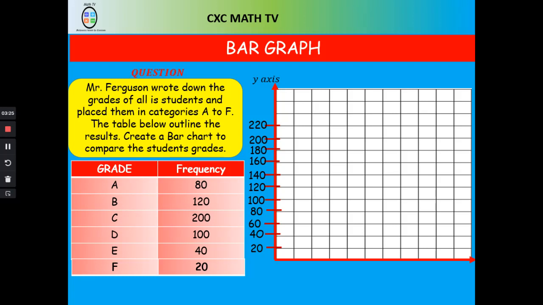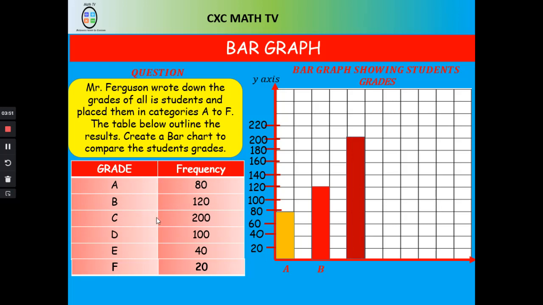First thing is grade A. We notice it is 80, so we can draw a bar going up to 80, right? First thing at this time, I'll put my title, bar chart showing students' grades, 80 for grade A. Next thing is, let's give it a space now, and then the next bar will go up to 120. That's B. With a space, then the next bar goes up to 200, and then we label it C. Next bar goes up to 100. Then notice 100, we'll label it D. The next bar goes up to 40, then we'll label it E. And then the next bar goes up to 20, and we'll label it F.